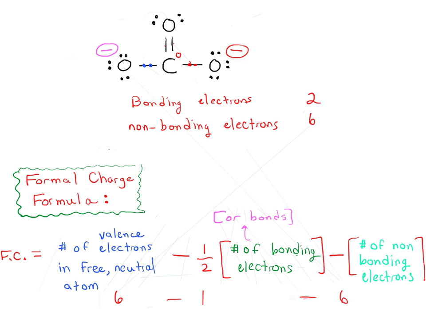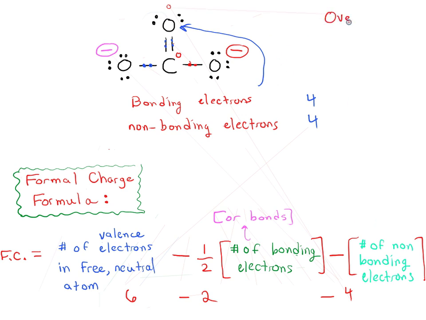And lastly, let's look at this oxygen up here. This oxygen has 2 bonds to the carbon. Each bond has 2 electrons, so 4 bonding electrons in total. There are 4 non-bonding electrons. So we do the calculation here. We've got 6 valence electrons in free neutral oxygen, minus 1/2 times the number of bonding electrons, so 1/2 times 4 is minus 2. The number of non-bonding electrons is 4, so 6 minus 2 minus 4 is 0. So the charge on that oxygen is 0.